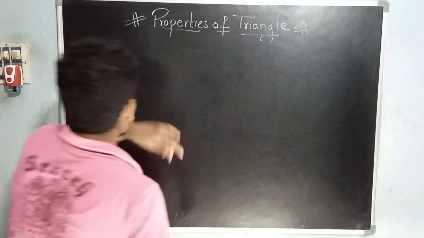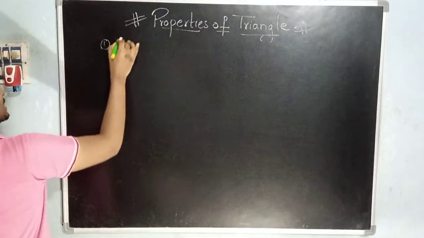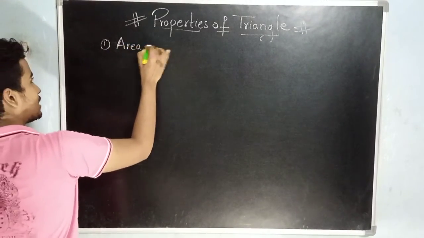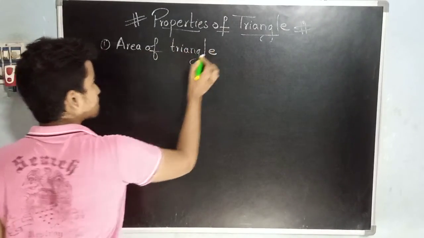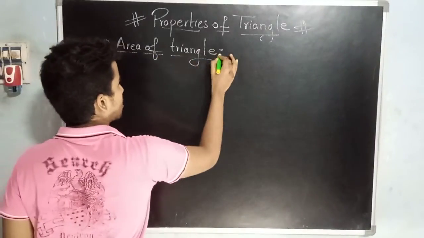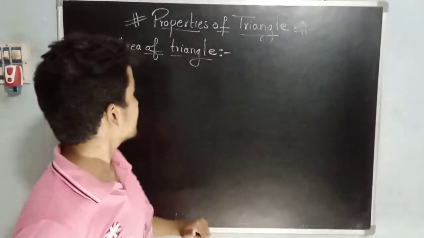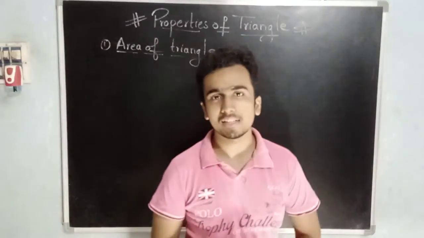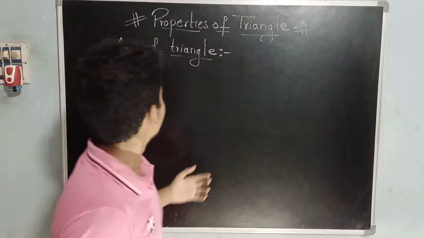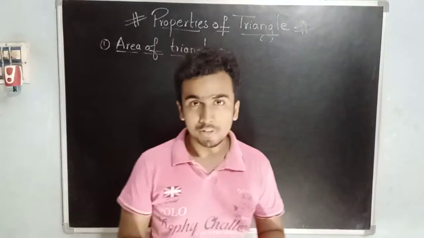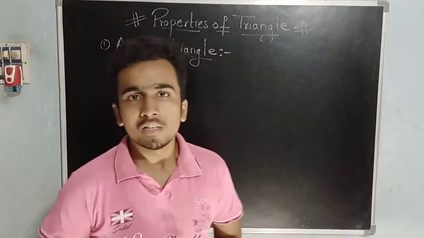Now the first concept that we are going to discuss is area of triangle. The first aspect that begins in this chapter is area of triangle. I think you might have learnt in your lower classes that the area of a triangle is half into base into height.